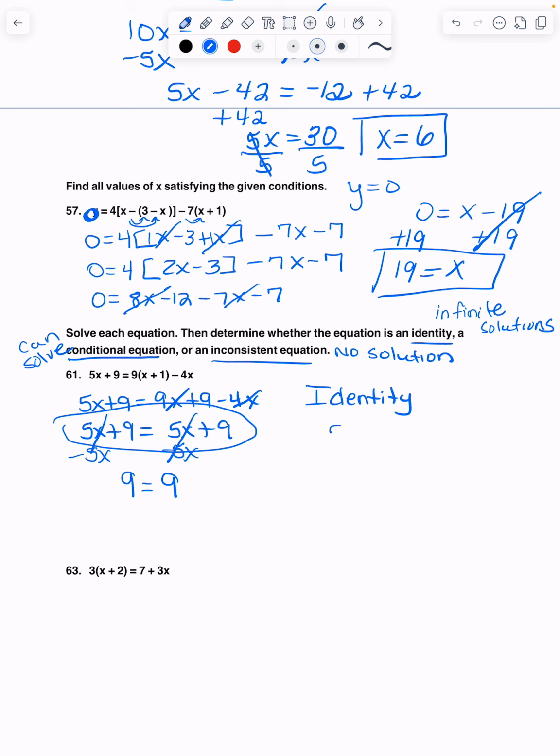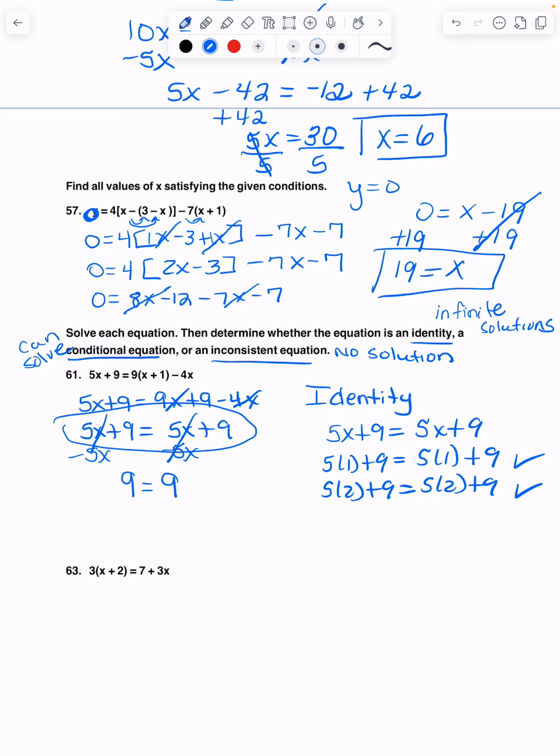For instance, if I had 5x plus 9 equals 5x plus 9, if I plugged in 1 for x, it would always give me a true statement because they're identical statements on both sides. If I plugged in 2, I'm going to get 19 on both sides. No matter what number I plug in for x, there are infinite solutions. Every value of x would make this equation true. The left side would always equal the right side. But if you'll remember that when you're solving, if your x's cancel out and the statement is true, it's going to be an identity equation.